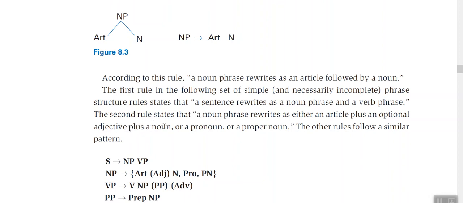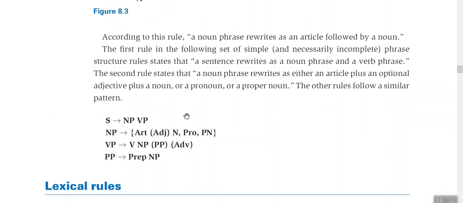The second rule states that a noun phrase rewrites as either an article plus an optional adjective plus a noun, or a pronoun or a proper noun. We talked about this. What does a noun phrase consist of? What does a verb phrase consist of? So here, just rules. This is the pattern: in the sentence we have a noun phrase and a verb phrase.